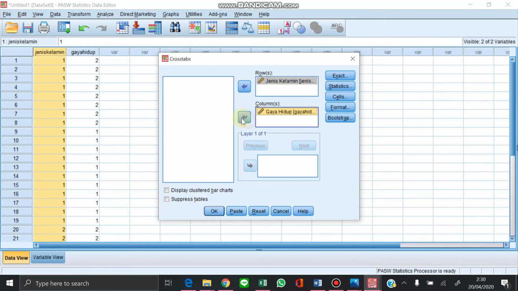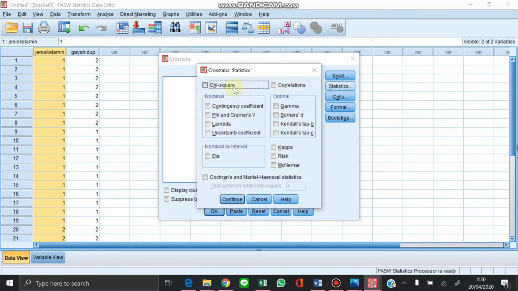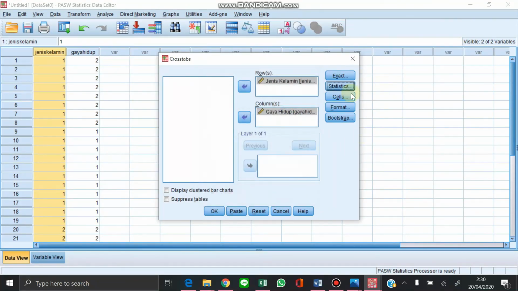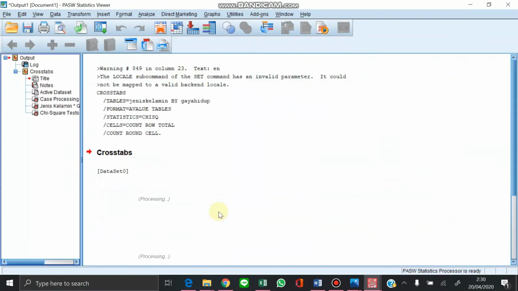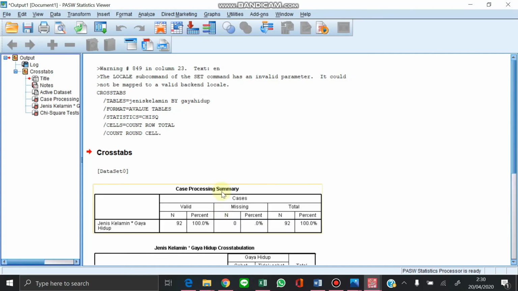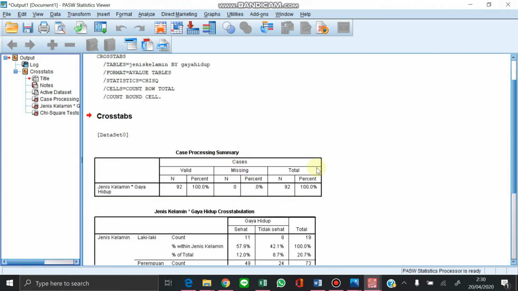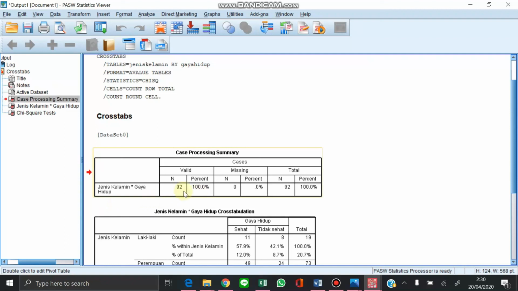Click Statistics, and then tick the chi-square. Continue. Click Cells. Tick the row and total. Continue. And the last is click OK. Here, the incoming data that appear valid are 92 and no data is missing.